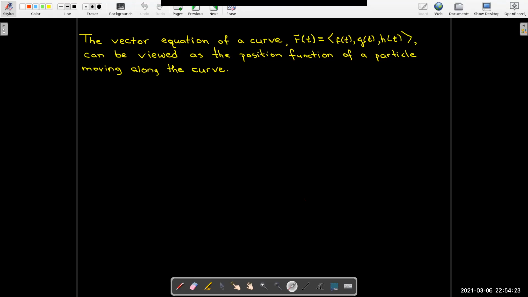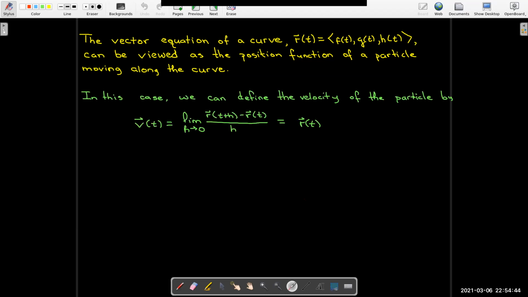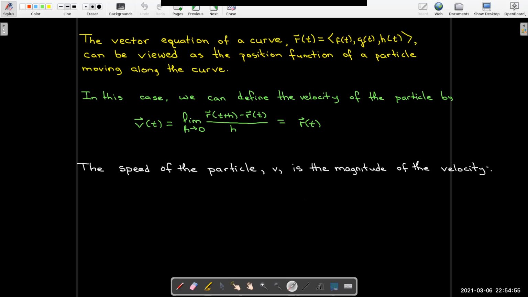But we could look at the vector representation of a curve. If I consider the t parameter to represent time, then it would be the position function of, say, a particle at any given time t. And in that case, we can define velocity in the usual way as the rate of change in position divided over time. And so that's the same thing as r prime of t. See, I have a typo there. I guess it's not a typo, a handwritten error.